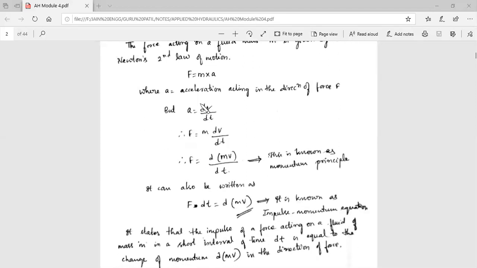This dv by dt can be replaced in the force equation, that is F is equal to m into dv by dt. Now I can bring the m inside, so F is equal to d(mv) by dt, that is the rate of change of momentum. Momentum is nothing but mass into velocity. So this equation indicates the rate of change of momentum, or the momentum principle, from Newton's second law.